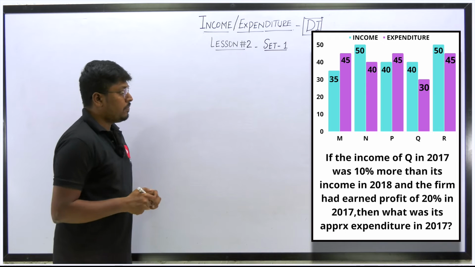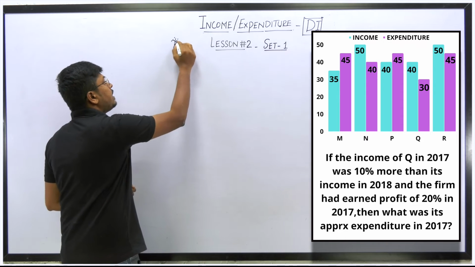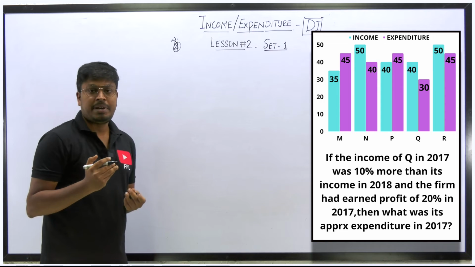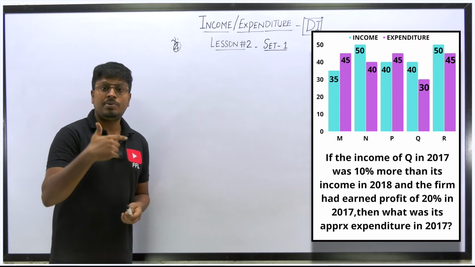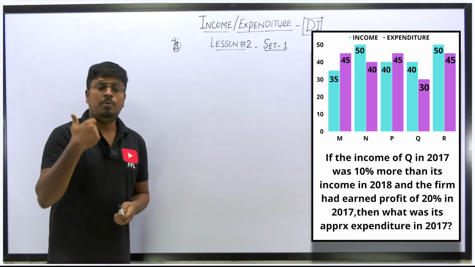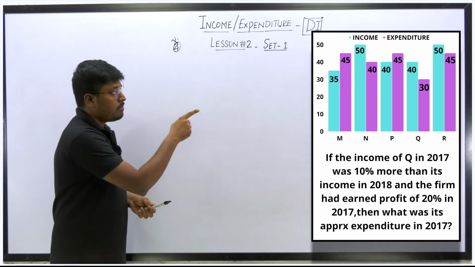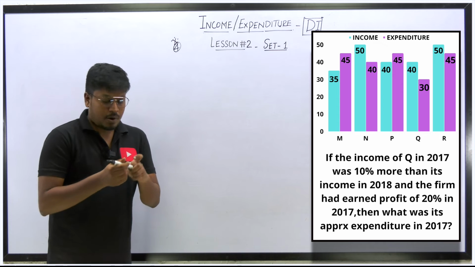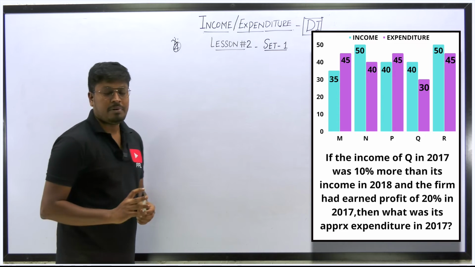So question number 4. This question number 4 is most important. Without knowing the basics of income and expenditure, you can't solve this question. So only students who learned the previous lesson, watched it and completely understood the concept, can solve this question number 4. Or else without watching the previous lesson, you can't solve it, right?